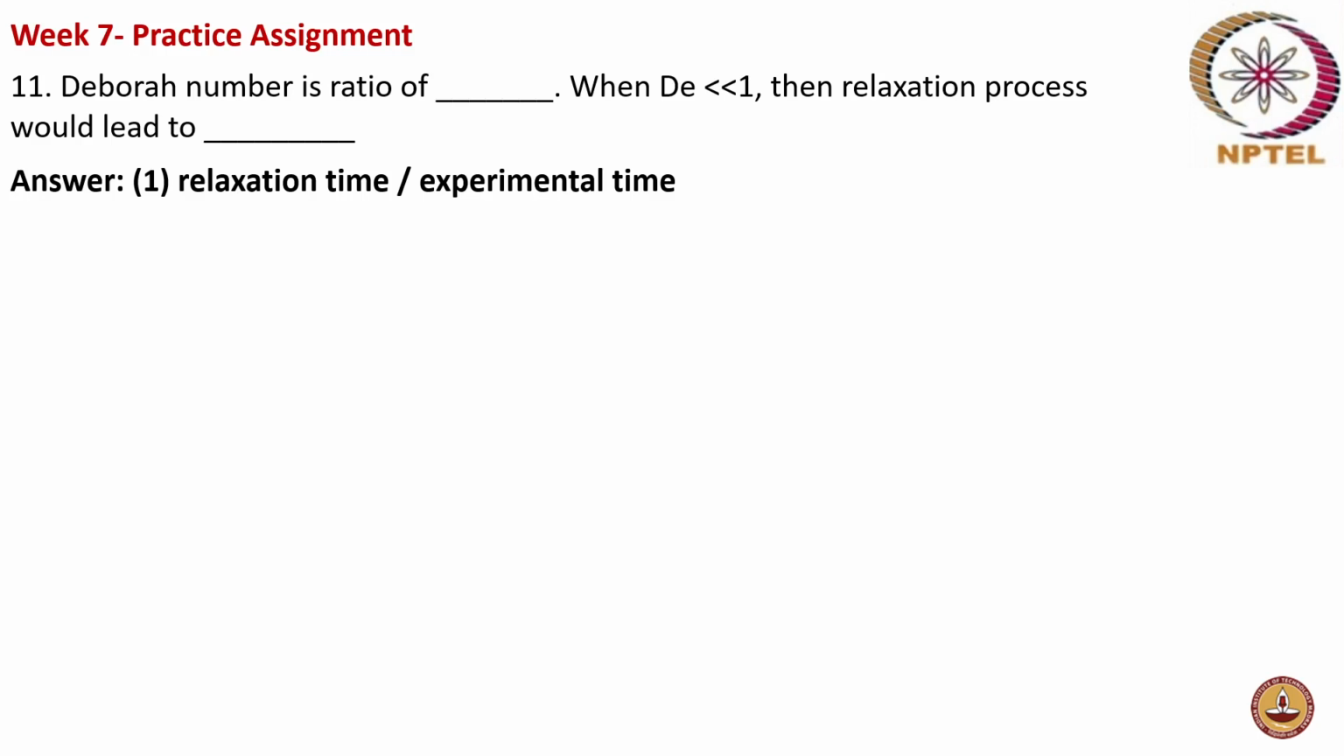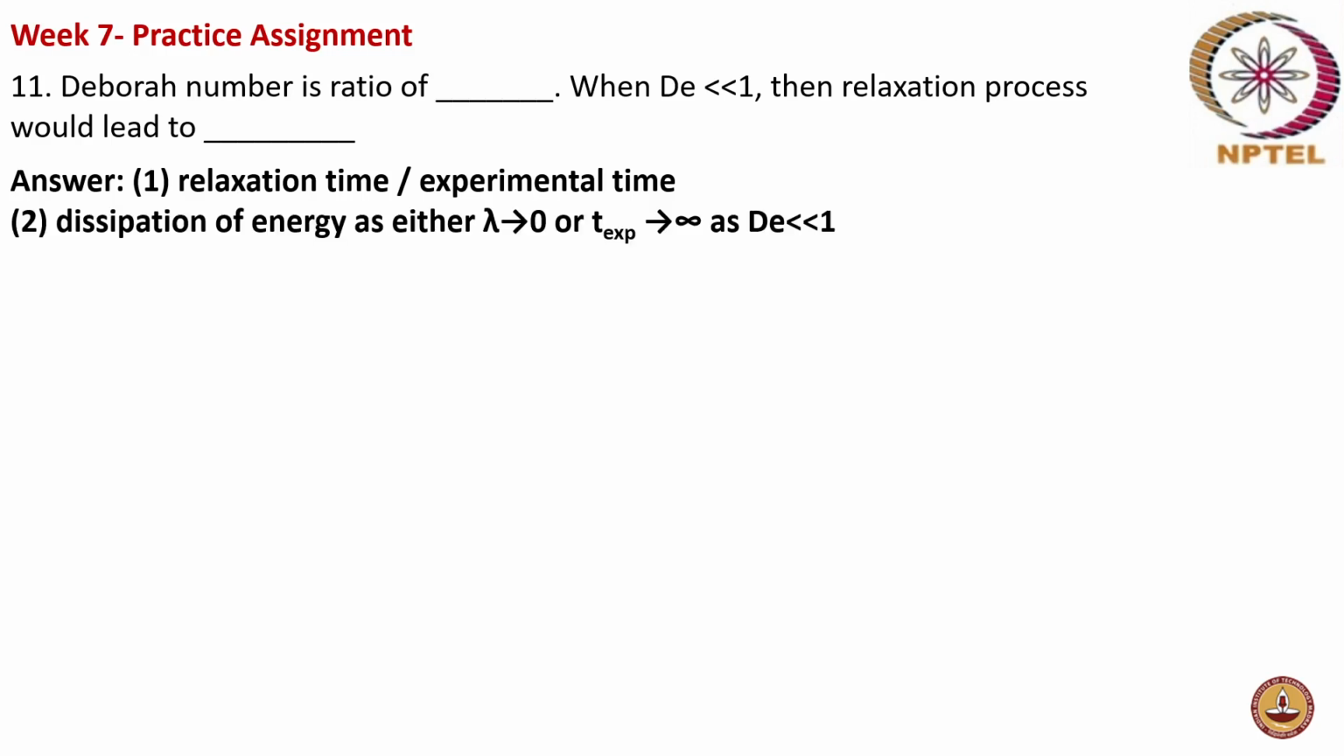Okay. When your Deborah number is very much less than 1, that means your relaxation time is very small, or your experimental time scale is very large. When your relaxation time is very small, when lambda tends to 0 or experimental time scale tends to infinity, then it is the viscous behavior, because your relaxation time is very small. That means the material is able to relax almost instantaneously. That means your dissipation of energy is almost instantaneous. That means it is a very viscous kind of behavior. Okay.